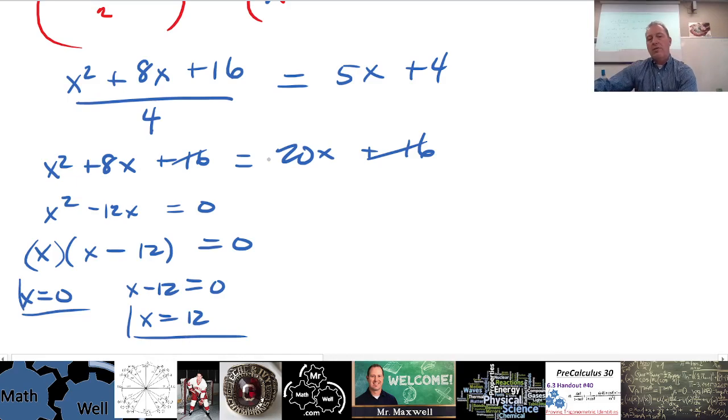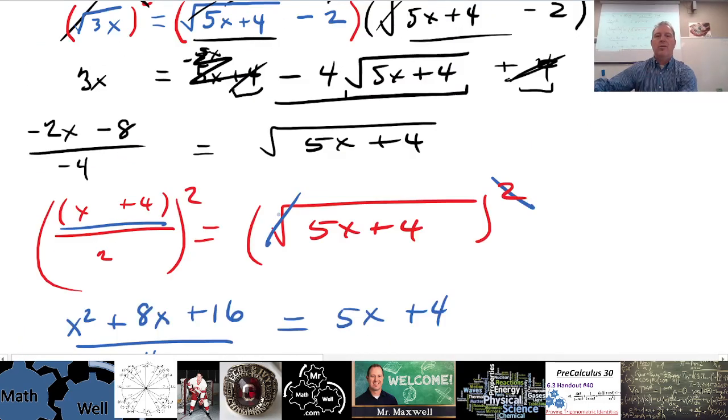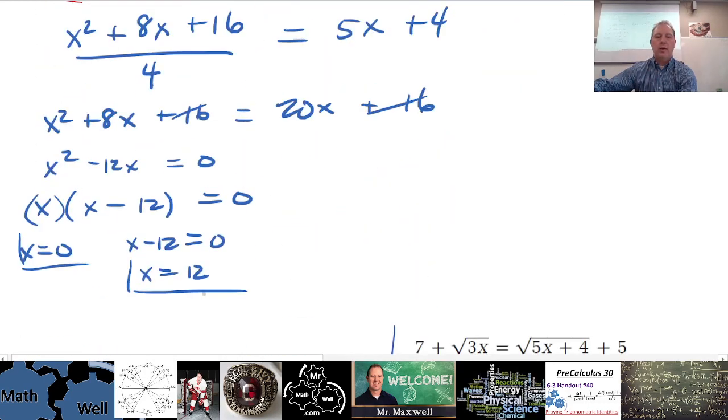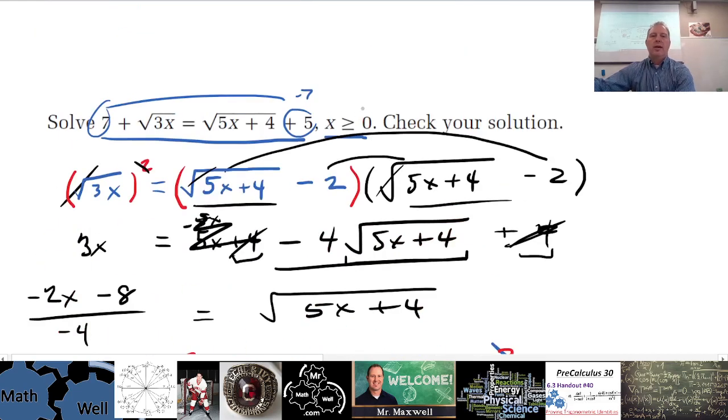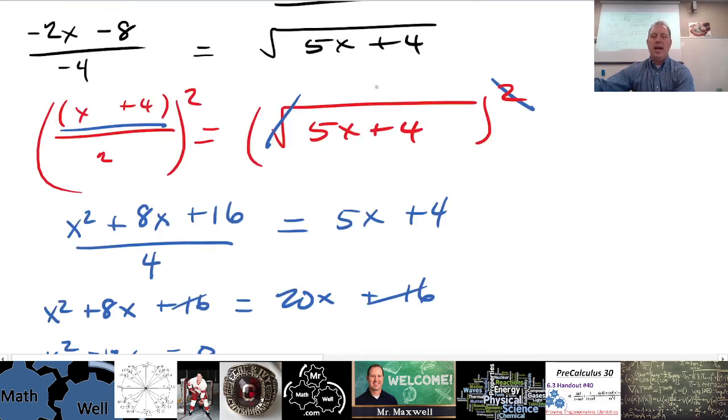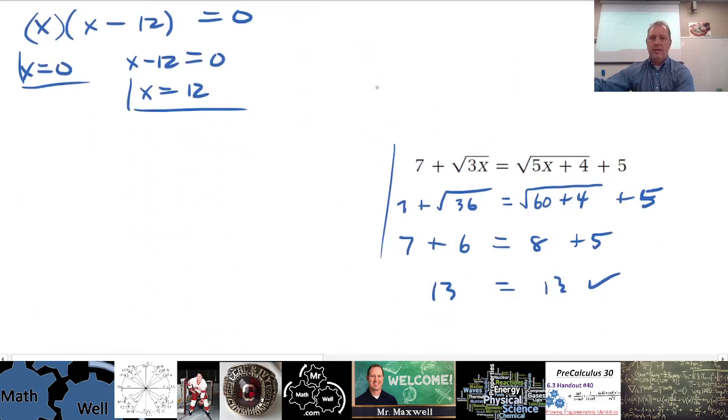So what we have to do now is say, okay, does this work out? 0 and 12 are our two proposed answers. They fit with the restrictions, but we should definitely check to see if this is indeed true. Down here I have a little check. I've done 12, so x equals 12 here. 3 times 12 is 36, 5 times 12 is 60, and so on. So I did a little check over here. x equals 12 seems to work out. What about x equals 0? I'll do that one for us.